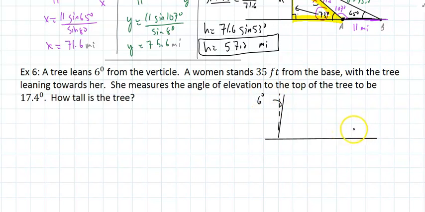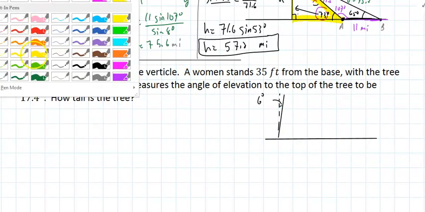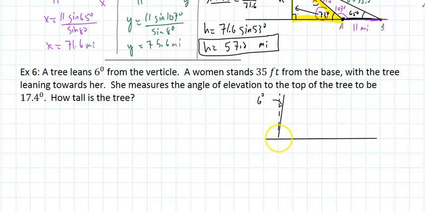A woman stands 35 feet from the base of the plane of the tree, well, which side, this side or this side, with the tree leaning toward her. What does that mean? That means the woman is standing on this side of the plane. This right here, so this is a right, but it's off by 6 degrees. This is, let me use that green. This is 35 feet. That's where the woman is. And that's the tree.